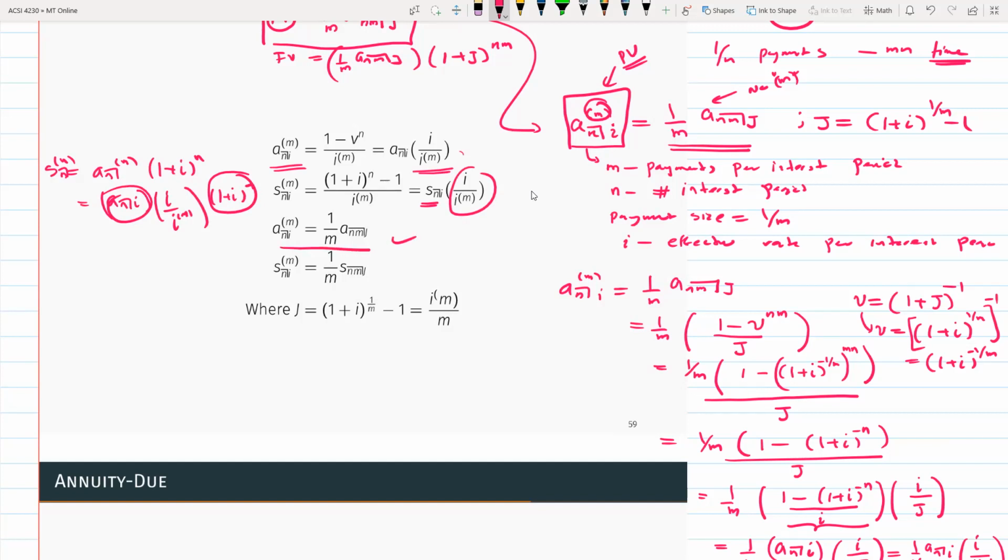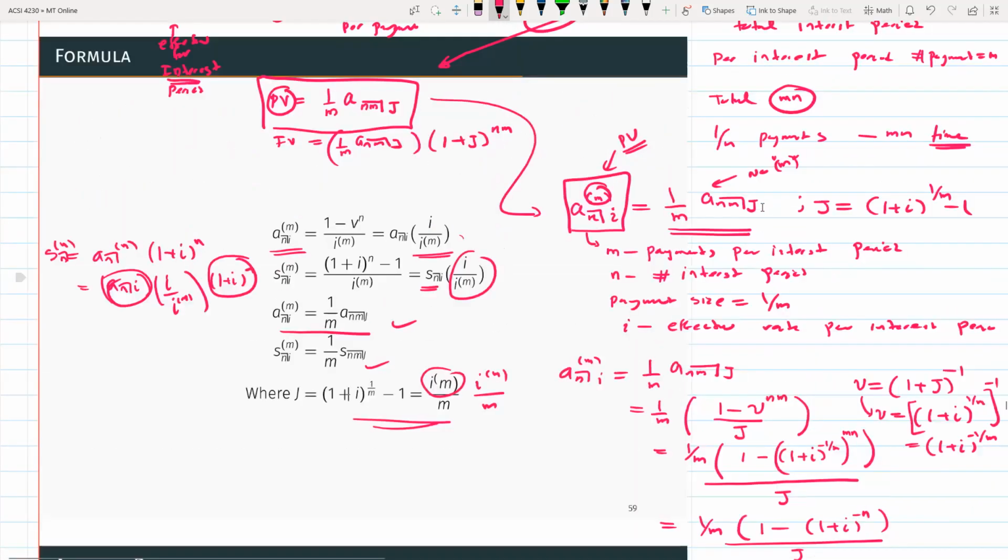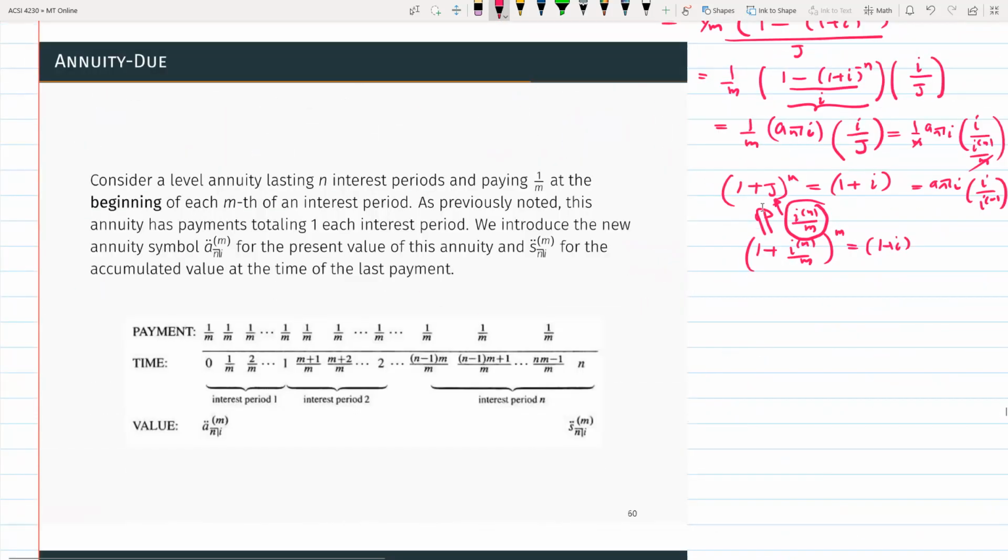This one we already proved. This j here is, here you can see i^(m) over m. This needs to be written like this, i^(m) over m. Okay, so the same applies for this one. So those are the proofs for that formula, as you can see.